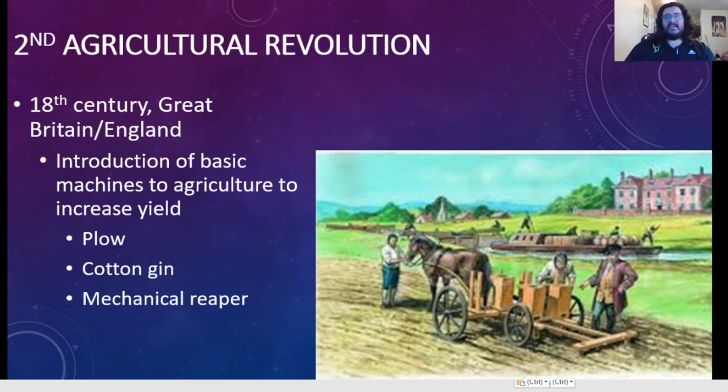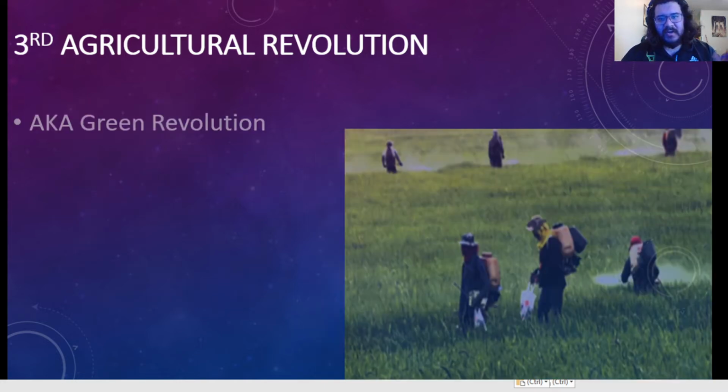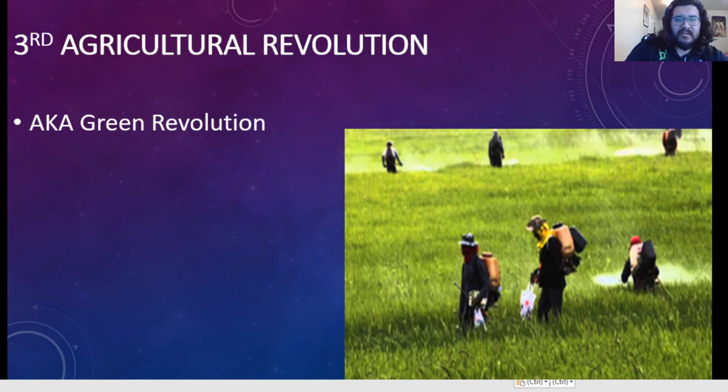Now it takes another 200-ish years for the next fundamental change to occur, and that's where we get our Green Revolution, our third agricultural revolution. This is an image that we've seen in class, in our previous notes, where we have a number of people on a piece of land, spraying pesticides and herbicides into the crops. That's part and parcel with the Green Revolution.